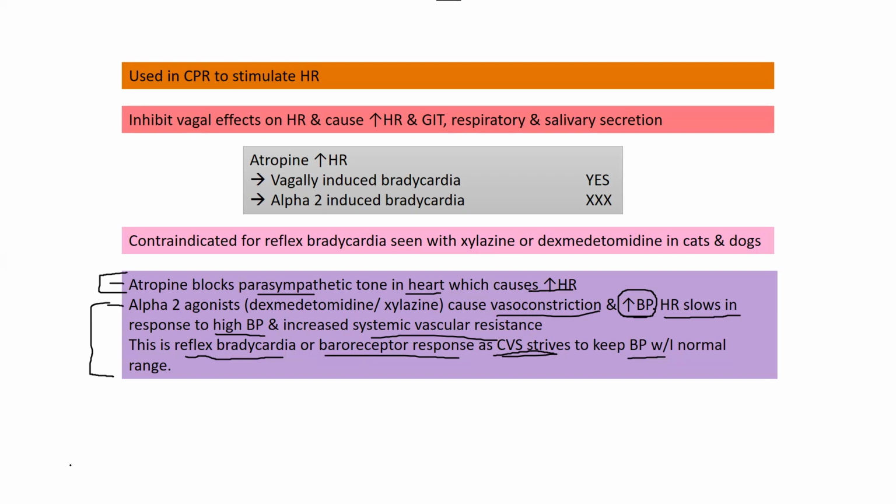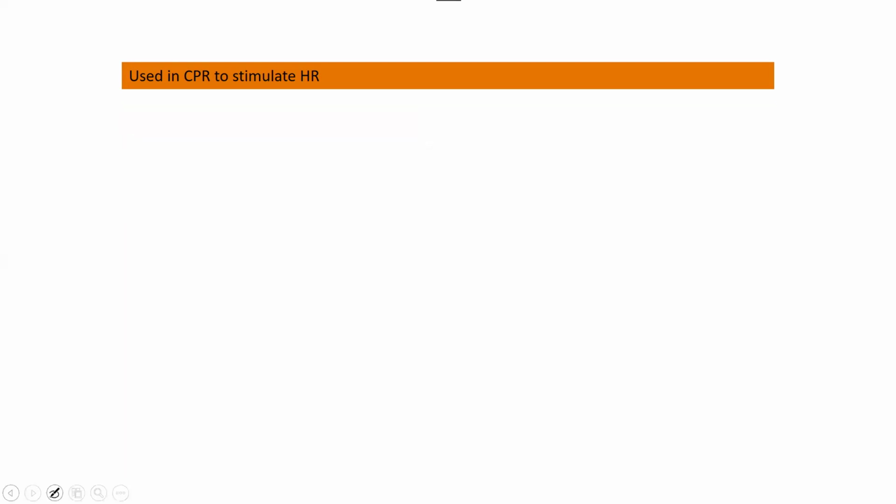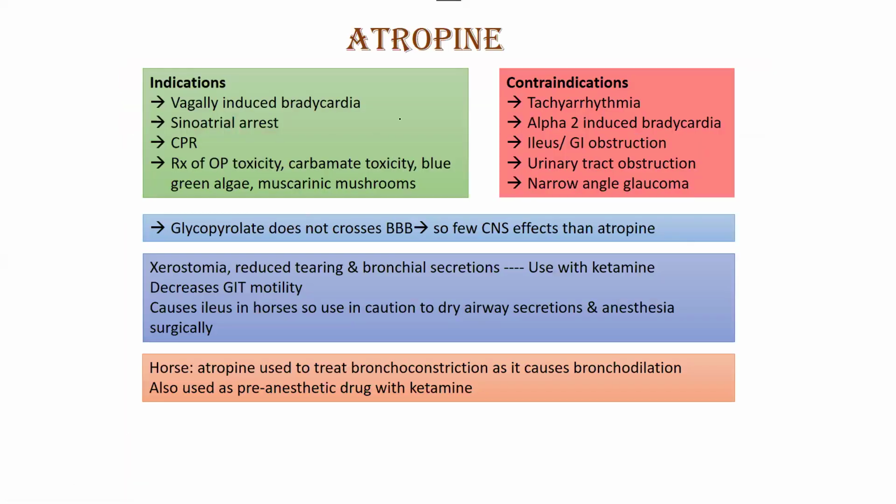And the last thing that we talked about in the previous slide, about these indications, is that atropine is used in the treatment of these toxicities. What about these toxicities? Organophosphate, carbamate, blue-green algae, or muscarinic mushrooms, all of their effects are just like cholinergic effects. So you can use atropine, an anticholinergic drug, as their antidote. So it will be helpful in protecting the animal.